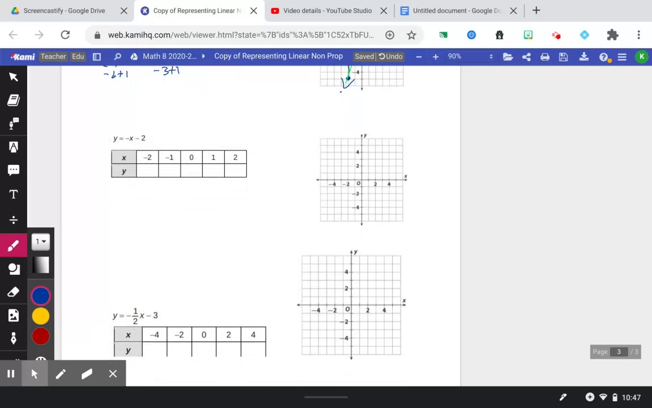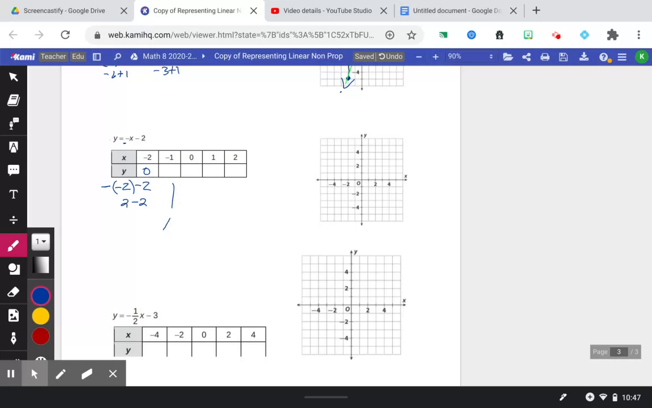So be careful with this one. Negative is part of the equation. So when I'm solving for my y value, when x is negative 2, I want to think negative, and now I'm substituting in negative 2 for x, minus 2. So here I actually have a double negative. Negative, negative 2, it will become positive. So now I have 2 minus 2, so my y value would be 0.